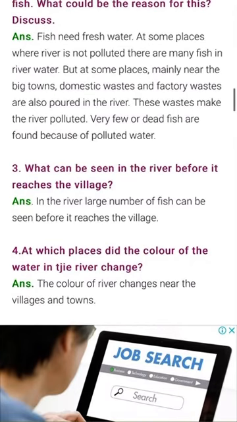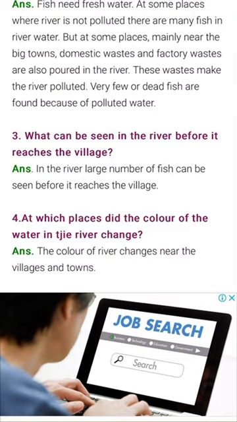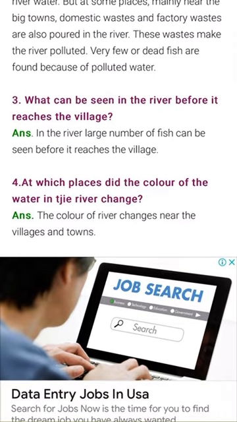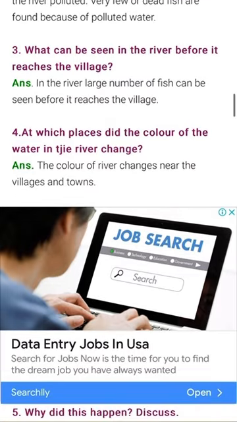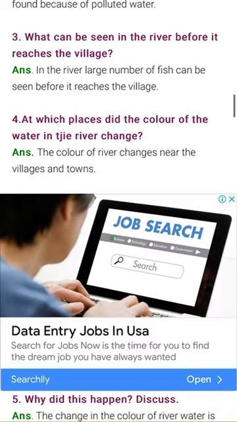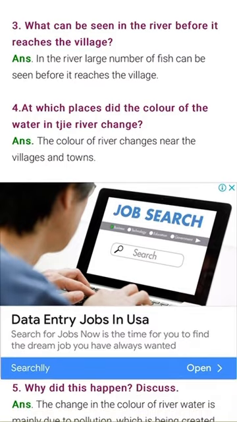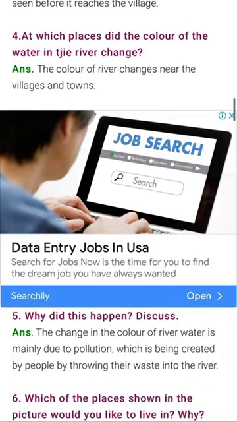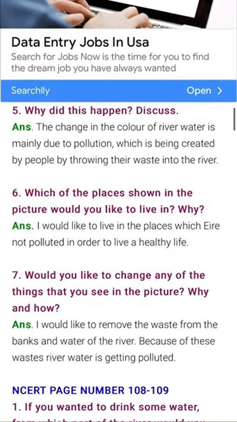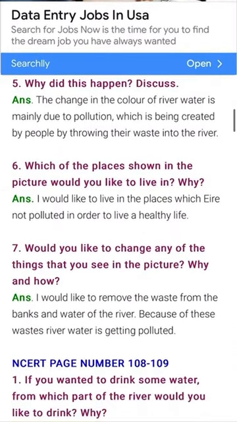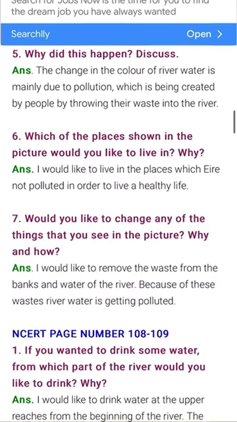3. What can be seen in the river before it reaches the village? Answer: In the river, a large number of fish can be seen before it reaches the village. 4. At which places did the color of the water in the river change? Answer: The color of the river changes near the villages and towns. 5. Why did this happen? Discuss. Answer: The change in the color of river water is mainly due to pollution, which is being created by people by throwing their waste into the river.